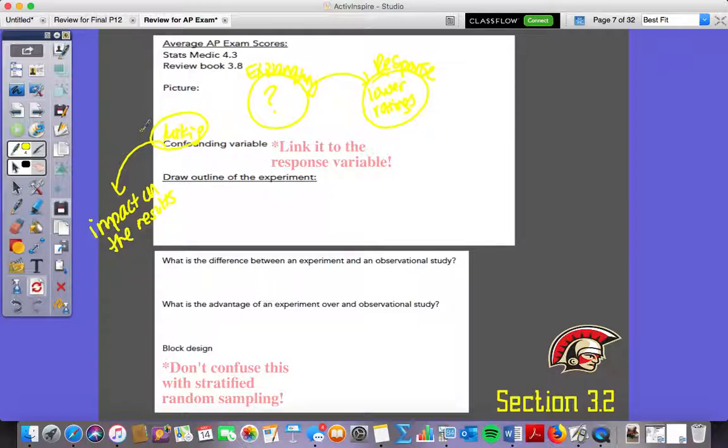All right. So if we draw an outline of an experiment, and then we'll go into what it would be in terms of the block design. But I would have 100 students. By the way, make sure you explain this. Don't just draw the outline. Draw the outline, but you have to go into a lot of depth.